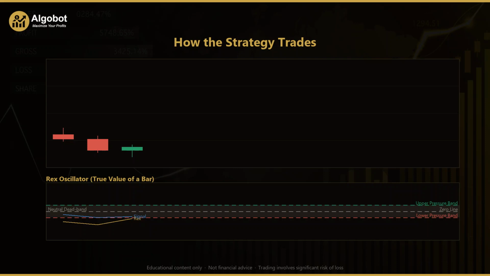Look at the first two candles. Price is drifting lower, and the Rex line is sitting below both zero and its signal line. Pressure is clearly on the sell side, but notice the strategy does nothing here. There's no fresh crossover yet, so it simply waits.